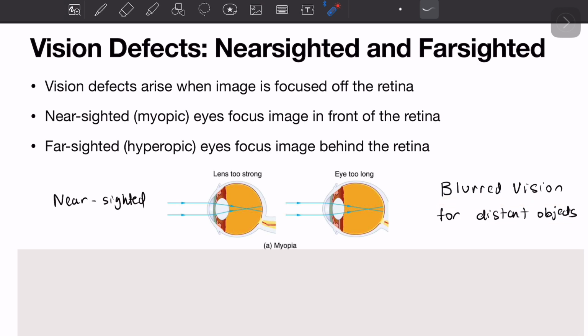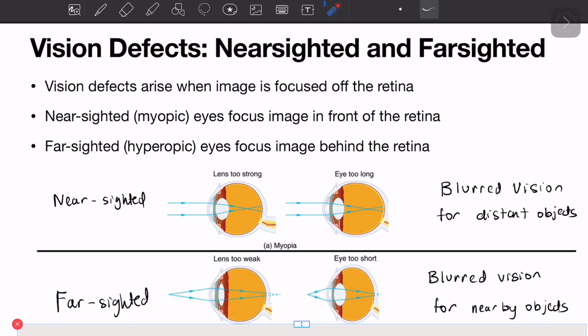On the other hand, hyperopia, farsightedness: the eyes focus the image behind the retina. So this looks something like this, and this is caused by the lens being too weak, so the accommodation of your lens not being able to bend the rays strongly enough to have the image focus on the retina. It gets focused back here, so it appears blurry.